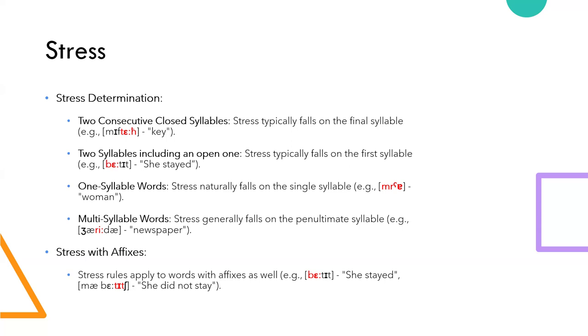When we have many syllables, three or more, the stress falls on the penultimate syllable. But when we have two syllables, if both syllables are closed, the stress falls on the final syllable. But when one of the two syllables is not closed, the stress falls on the first syllable. And when there is an affix after the word, the affix counts. Stress rules apply to words with affixes as well. You have the examples here, you can find out what I mean exactly.